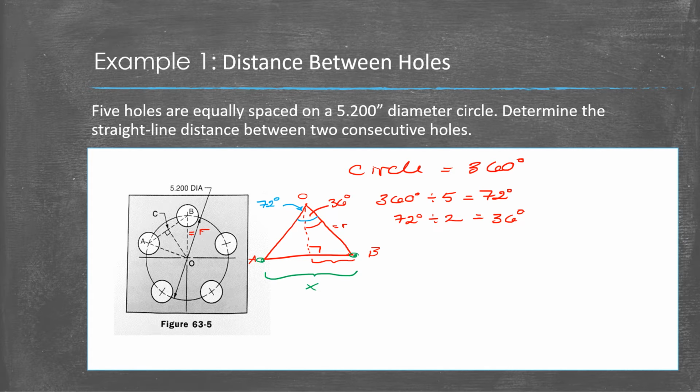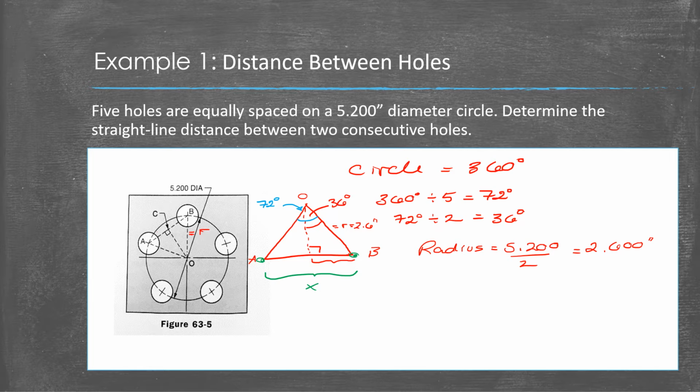Well, how big is the radius? The radius is equal to half the diameter. So we take 5.200 inches and we divide it by 2. That's going to give us 2.600 inches. So that's our R. I'm going to leave the zeros off for the sake of space. So that's this length. So we have a side, we want to know the bottom, and we know our angle at the top.